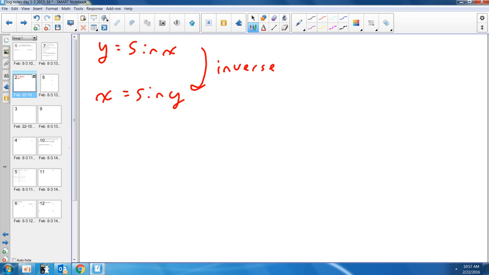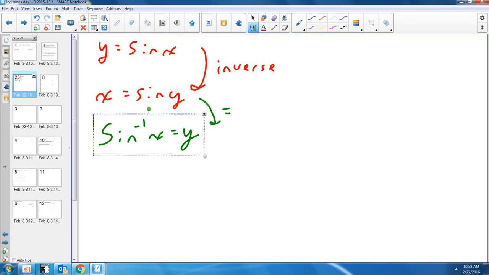And then we said, instead of writing it as x equals sine of y, I can write it a different way. I'm going to create this sine inverse of x, which is equal to y. In other words, these two right here are equal. So these are inverses. These two are equal. It's just I created a sine inverse to write it where it's equal to y. But really what I'm doing is switching the x and y.